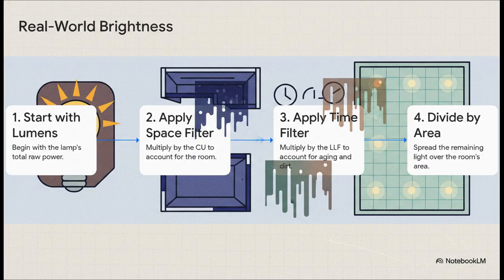Let's walk through it one last time, just as a simple process. Step 1, start with the total potential light, all the lumens. Step 2, apply the penalty for the room itself, multiply by CU. Step 3, apply the penalty for the future, multiply by LLF. What you have left is the actual, real-world, maintained light level you can expect in that space.